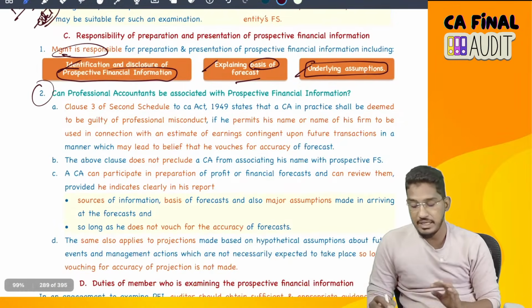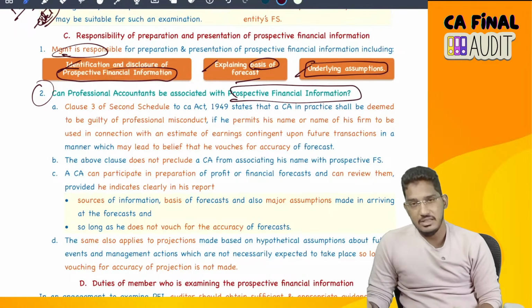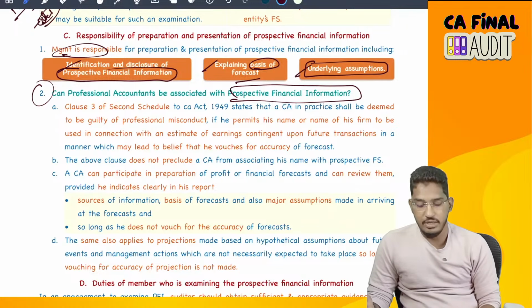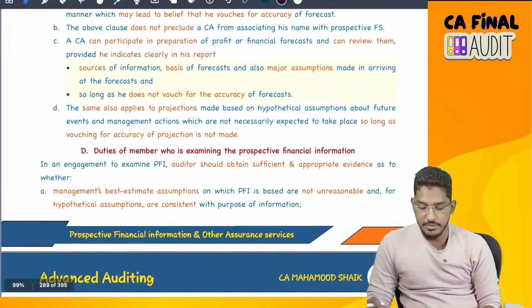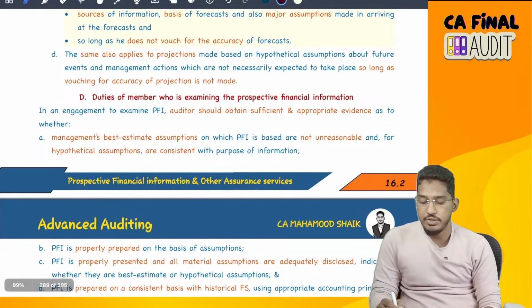Then I have already covered this paragraph. Can a professional accountant be associated with prospective financial information? The answer is yes. So long as you don't vouch for the accuracy, you can get yourself associated with the prospective financial information.